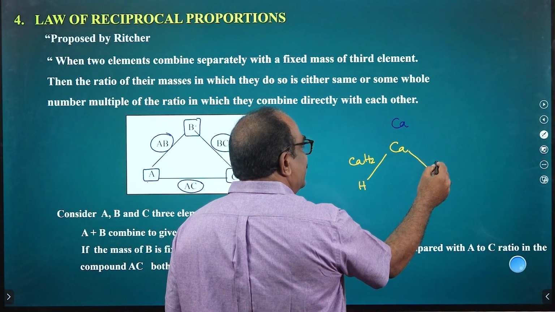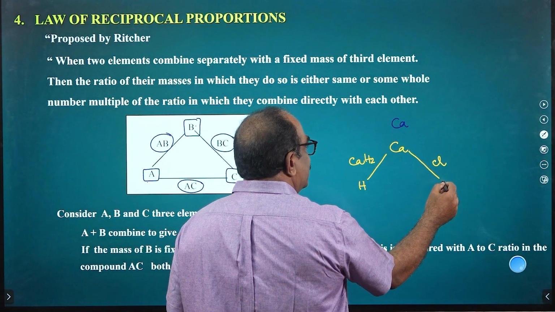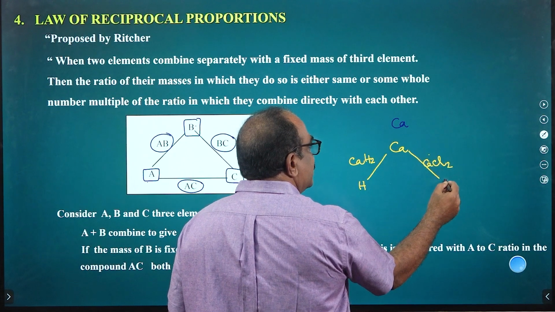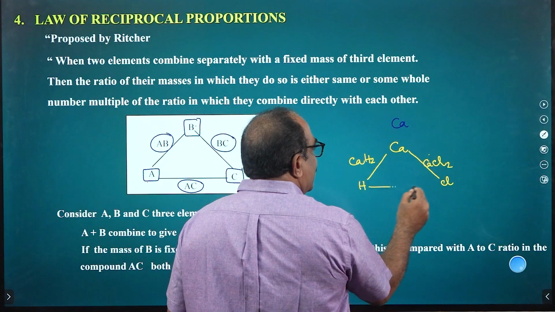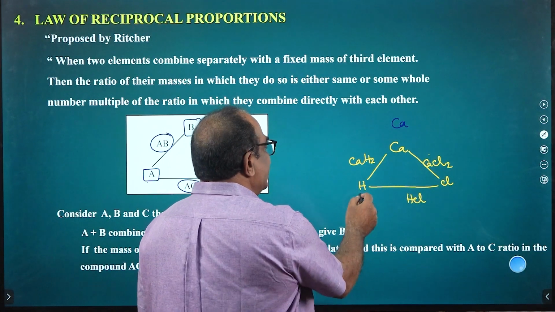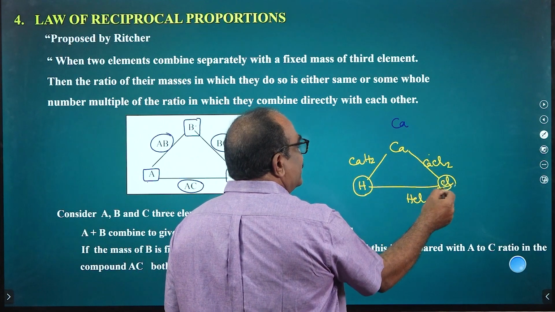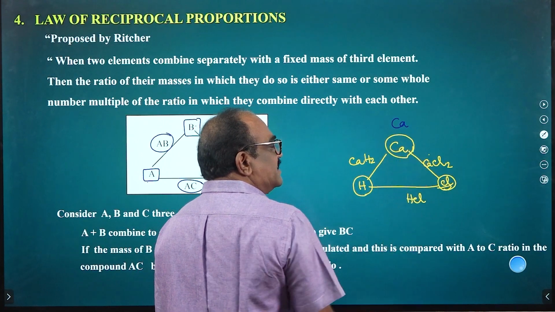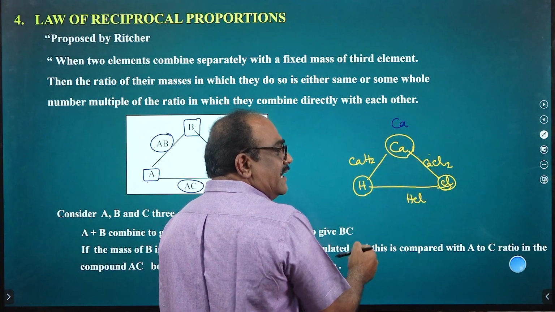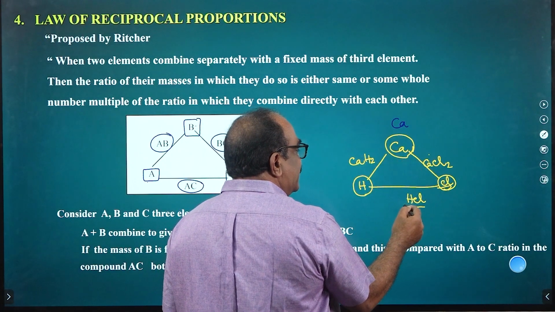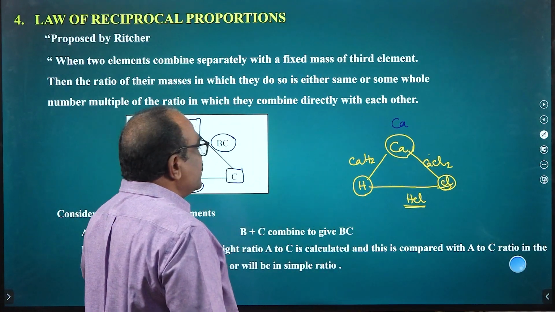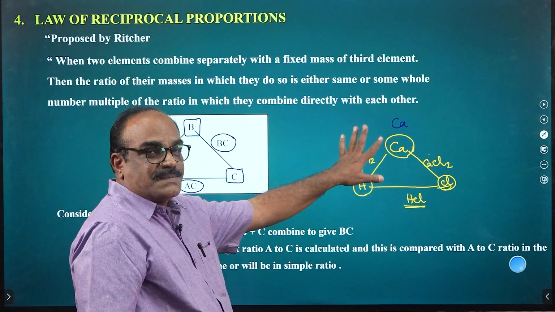Calcium also combines with chlorine to produce calcium chloride. Suppose hydrogen and chlorine combine to produce HCl. The two elements, hydrogen and chlorine, when combining with a fixed mass of calcium, or with a fixed mass of the third element, a ratio will be maintained. The same ratio will be maintained even in the case of HCl formation also. This is a hypothetical example and this is a specific example.